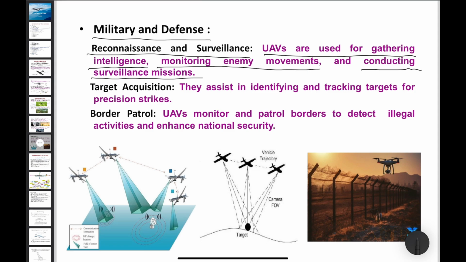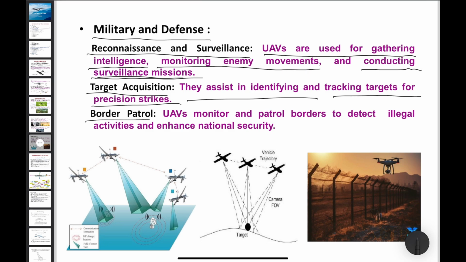Nowadays we mostly use fixed-wing UAVs or multi-rotor UAVs in surveillance missions. And some UAVs, like delta wing or self-destruction UAVs, we also use for target acquisition. They assist in identifying and tracking targets for precision strikes.